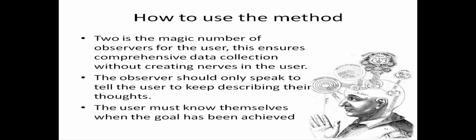The user must know themselves when the goal has been achieved. The observer should not say that the task is finished. The user should know themselves. This is essential, as this gives a deeper understanding of the user's interaction with the product.